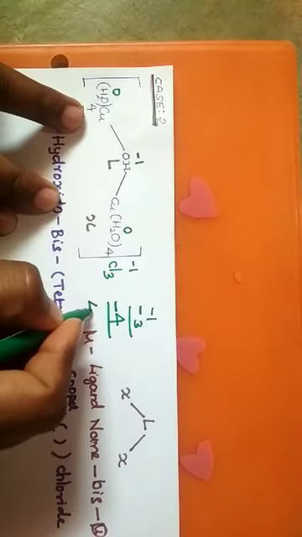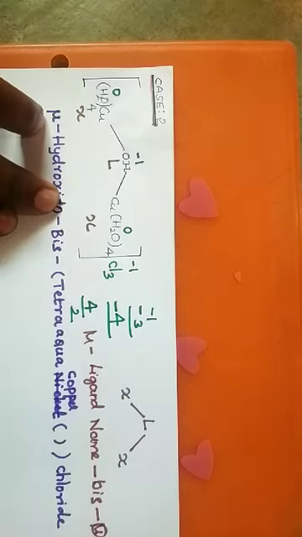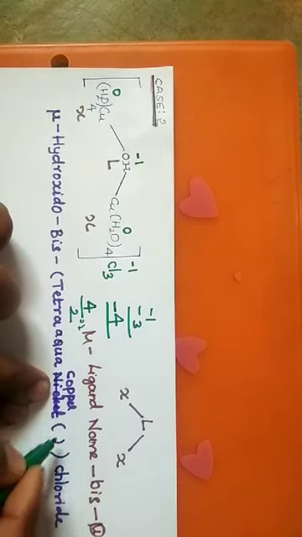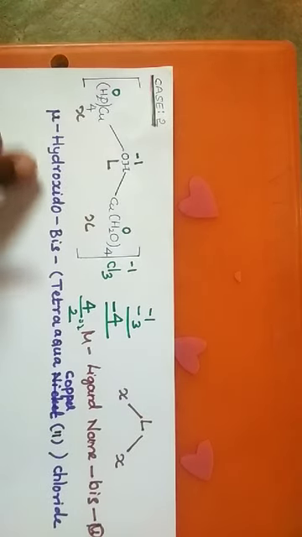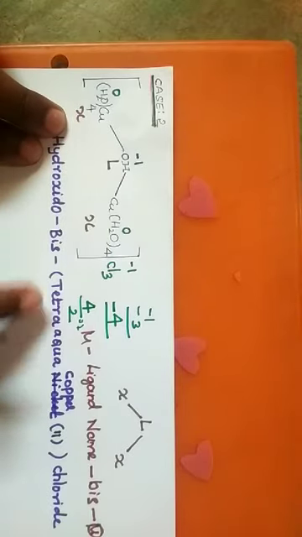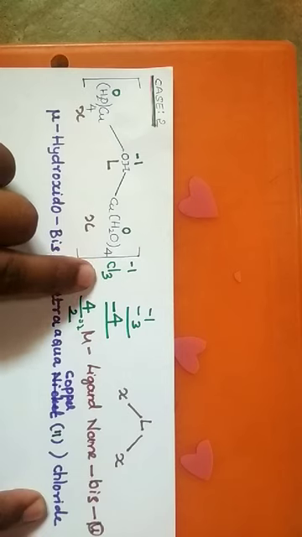How many metals are there? There are 2 copper metals, hence you divide by 2. Then each valency comes to 2. Then you can write copper 2. Then the name is mu hydroxido bis, there are 2 groups, tetra aqua, copper 2 chloride. Outside the sphere chlorine is there, so you end with the name chloride.